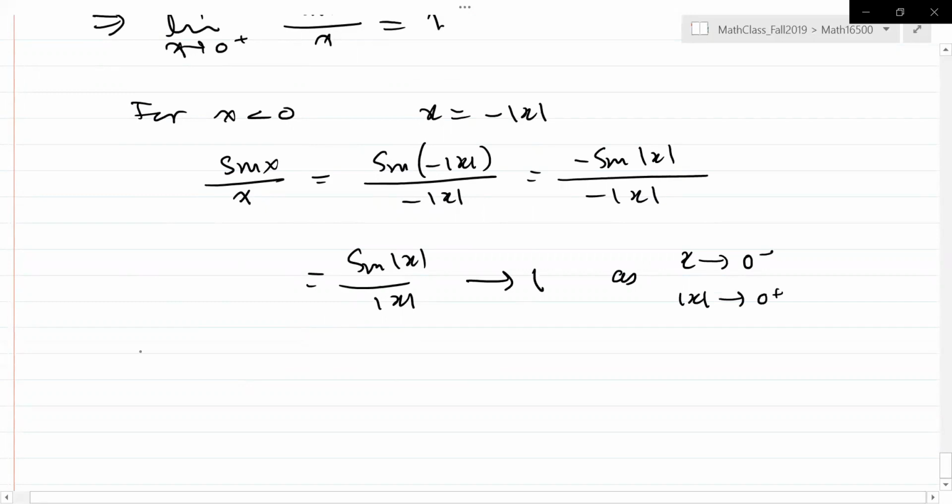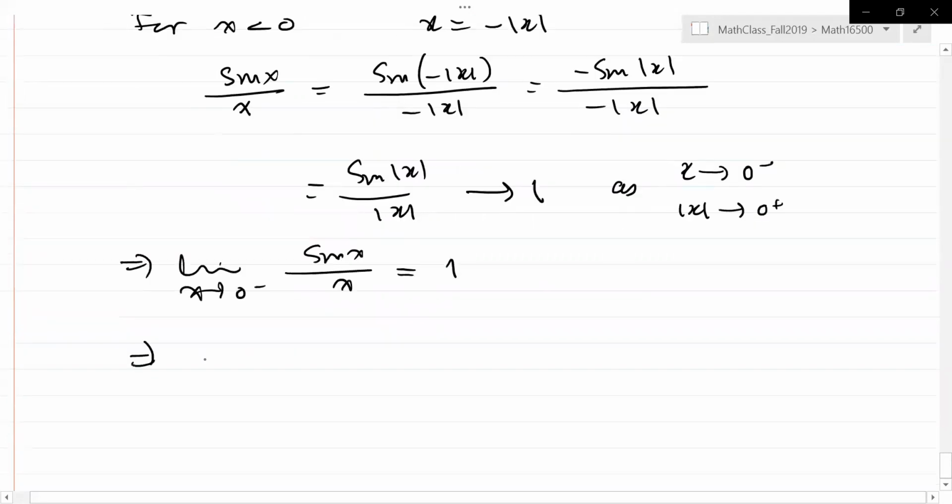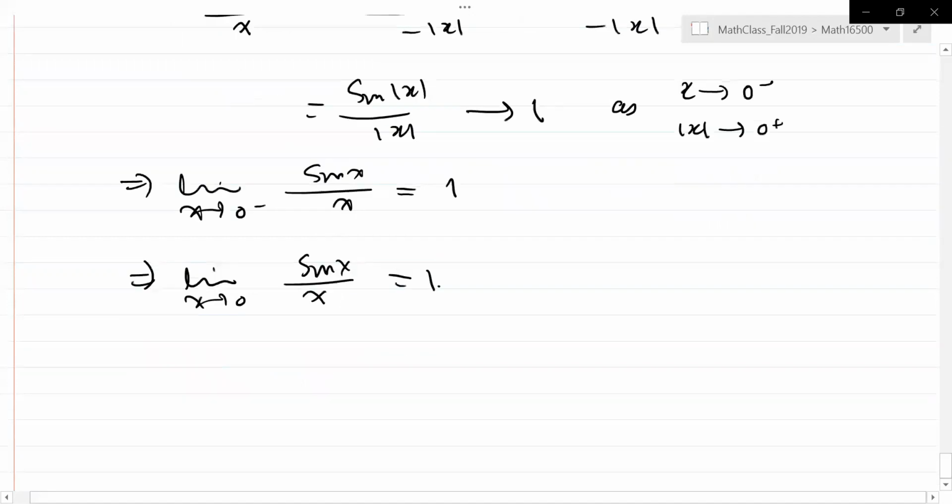So we get the following result. The limit of sine x over x as x approaches 0 from the left-hand side is 1. And we know from the right-hand side it's also 1. Therefore, the limit of sine x over x as x approaches 0 is equal to 1.